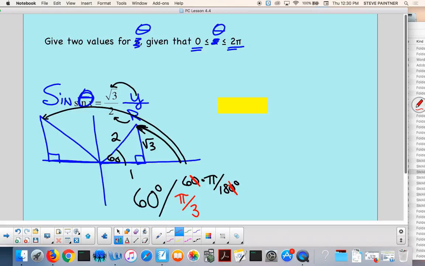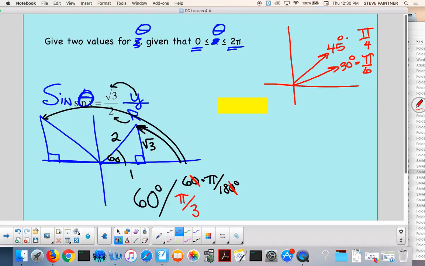Now, you guys, you got to know the big three. What are the big three? This one is one of the big threes. If you get 30 degrees, that's really pi over what? 6. Here's another big one. 45. That's pi over what? Okay. And of course this one is another big one. 60 degrees is what? Okay.